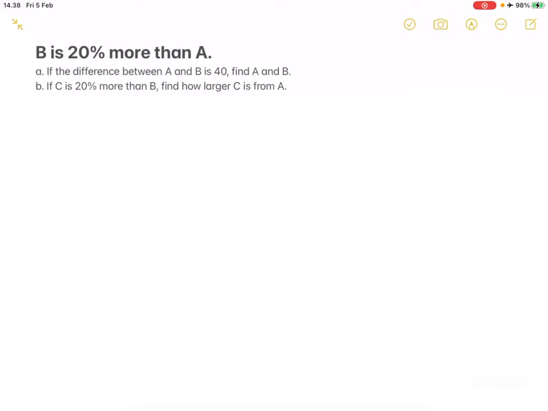Second example is a bit tricky. However, you can just set some variables and then do some substitution. So it is given that B is 20% more than A, or in other words, B is obtained by increasing the value of A by 20%.